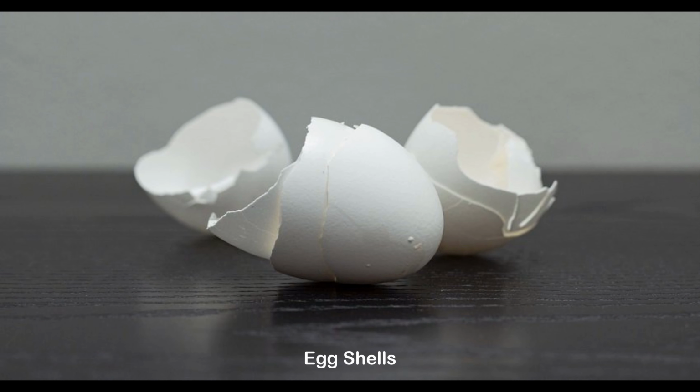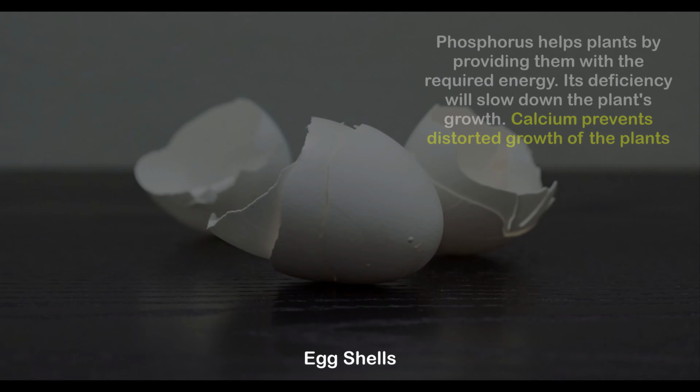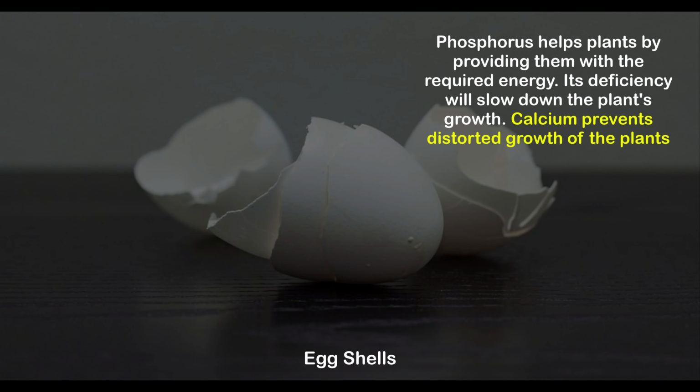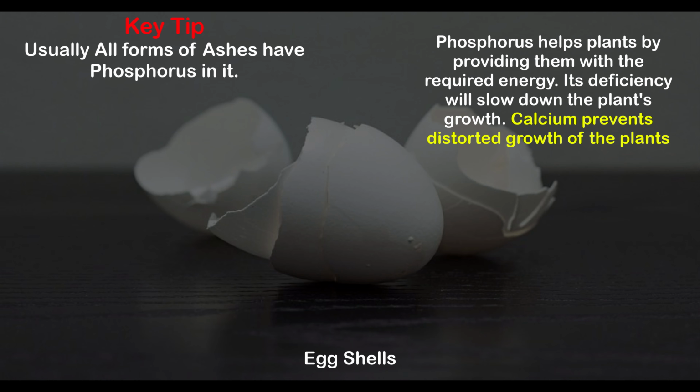Eggshells are a good source of phosphorus and also calcium. Phosphorus is a source of energy for plants to carry out its activities. Deficiency in phosphorus will of course cause the plant to grow slower.